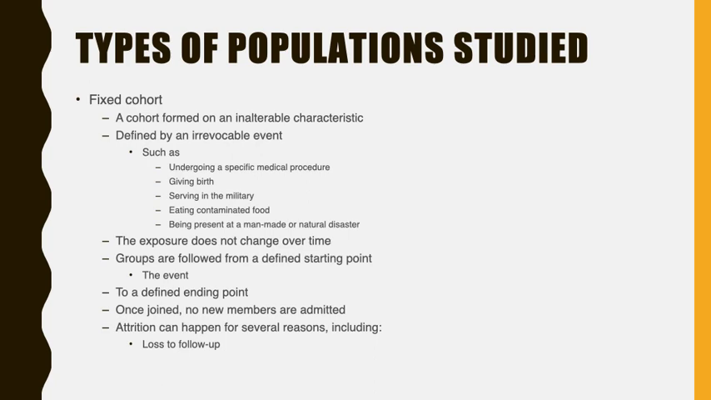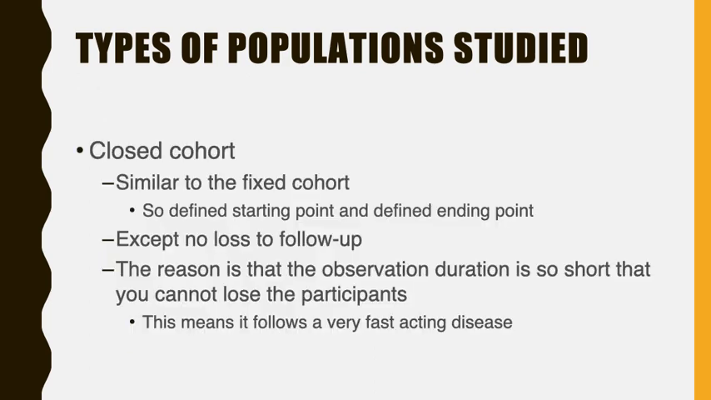Now, attrition, which means people leaving the cohort, can happen for several reasons. One of them is loss to follow-up. If you're following a group of people for 10 or 20 years, there may come a day where those people just don't want to be involved anymore. People also could die, and that means that we've lost them. Or we could just not be able to find them anymore because they moved and we didn't get their address. Whatever the reason attrition happens, once they are lost, they are lost.